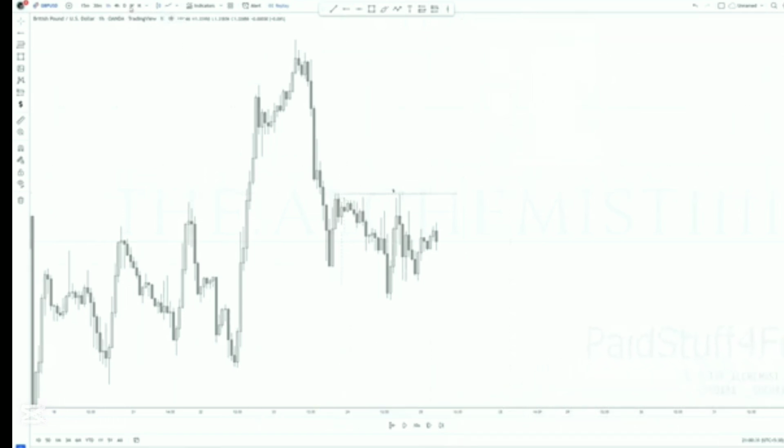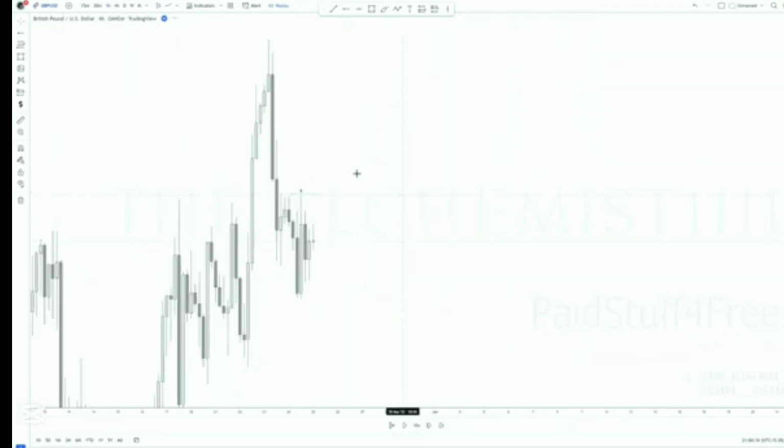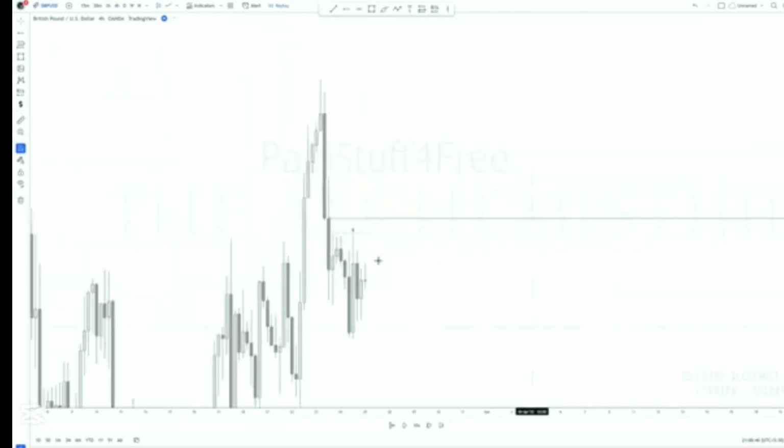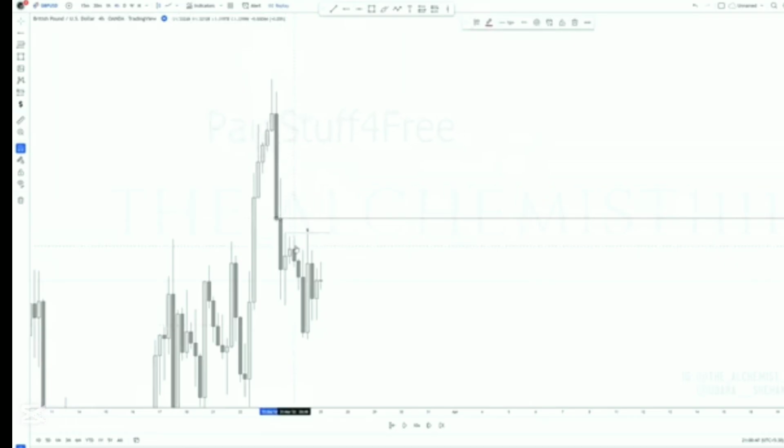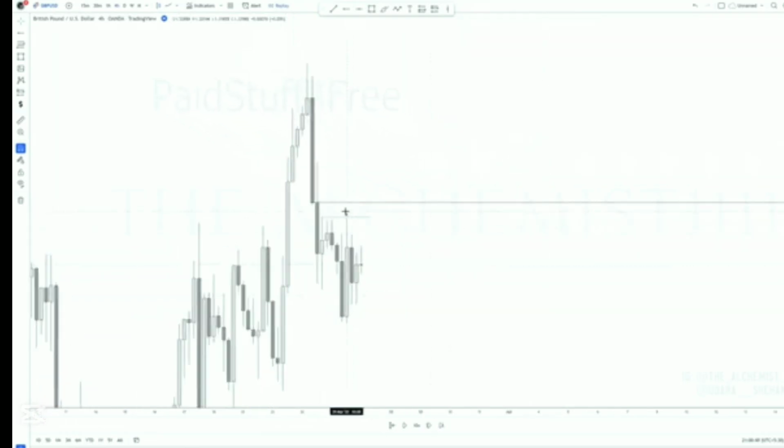We have this pool of liquidity, but on the 4-hour time frame, what do we have? A rejection block in here. So which one are you going to trust? A random 1-hour rejection block or the 4-hour? Obviously the 4-hour. The 4-hour is stronger. So once we spot the liquidity, we go into the closest higher time frame point of interest.